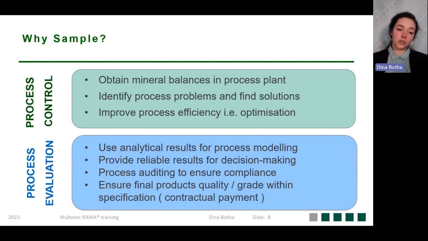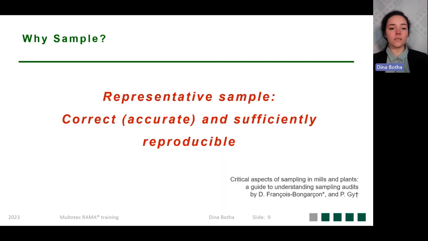Now, these are the two methods that we usually use to approach sampling. But are these samples representative? What is a representative sample? A representative sample, as stated by POG, is a correct, accurate sample that is sufficiently reproducible.